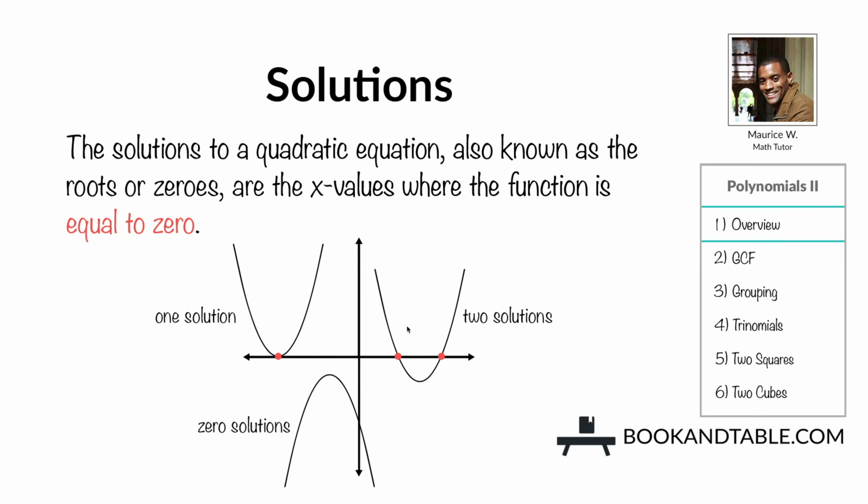Now, the solutions of a quadratic equation, also known as the roots or zeros, are the x values where the function is equal to 0. So for example, this parabola that represents a quadratic equation has a solution here. So there's one x value where the function has a value of 0. For this function or parabola, we see that it has two solutions. And for this one, we see that it does not cross our x-axis, so this one has 0 solutions.